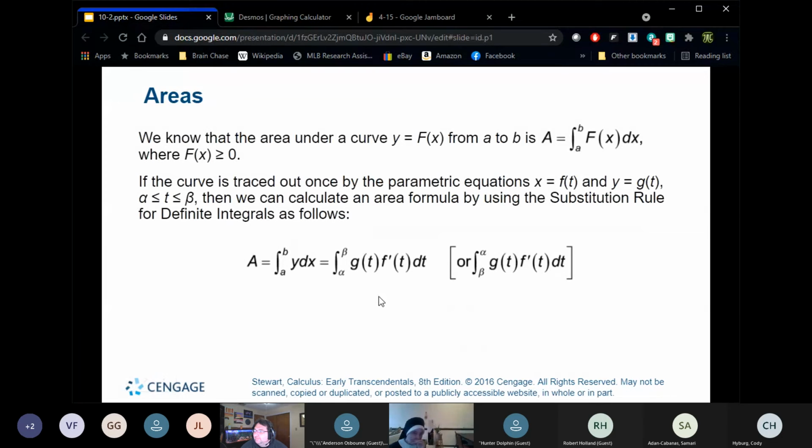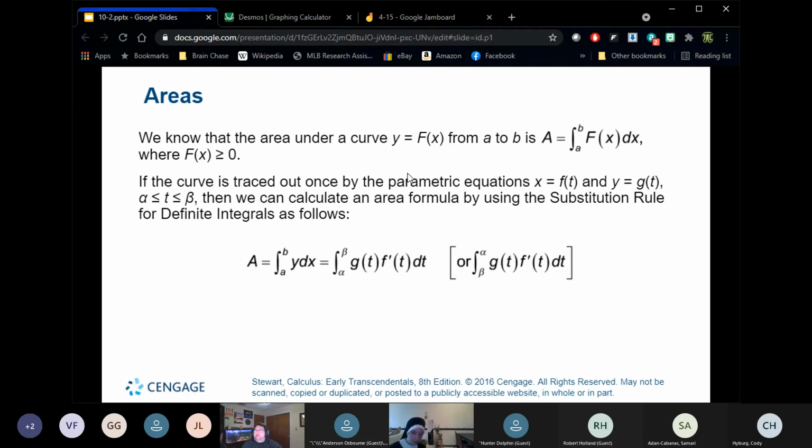Area. So if we look at area under a curve, my function is the integral from a to b of f of x dx. f of x is really your y. f of x is just another way to write y. And dx is the derivative of x.